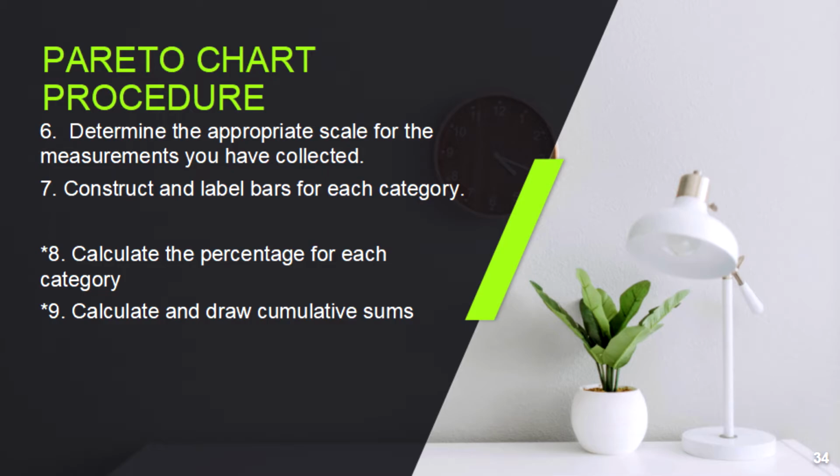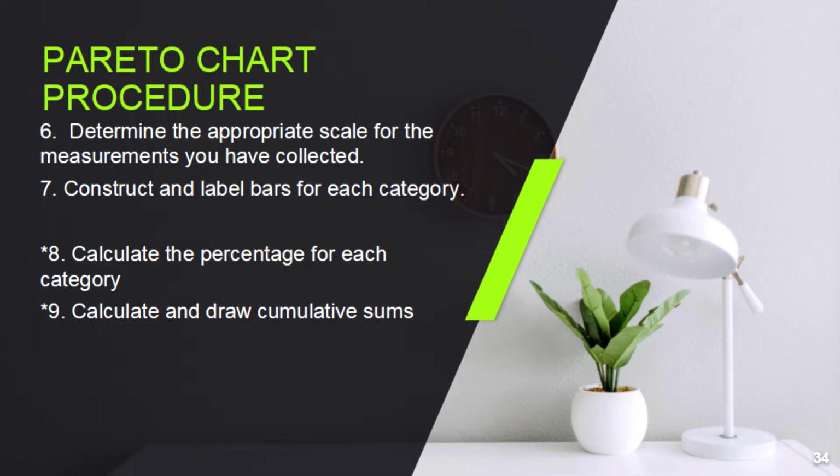Step 8 is, calculate the percentage for each category. The subtotal for that category divided by the total for all categories must be drawn on a right vertical axis and labeled with percentages. But be sure the two scales match. For example, the left measurement that corresponds to 1/2 should be exactly opposite 50% on the right scale.